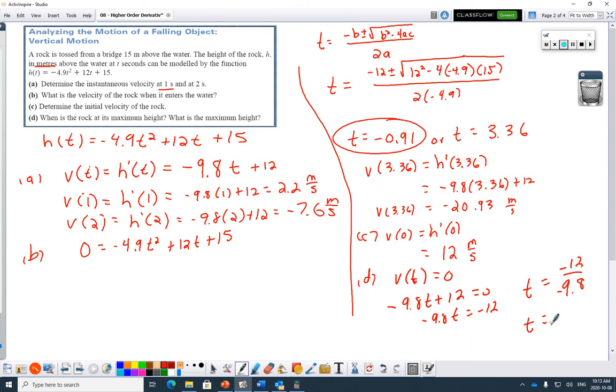1.22. You get 1.22? I've been doing 2 decimal places all the way along here. I've been ignoring all that significant digit stuff and everything like that. Separate conversation. Okay? Seconds.